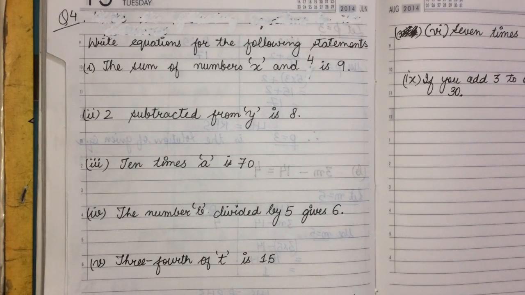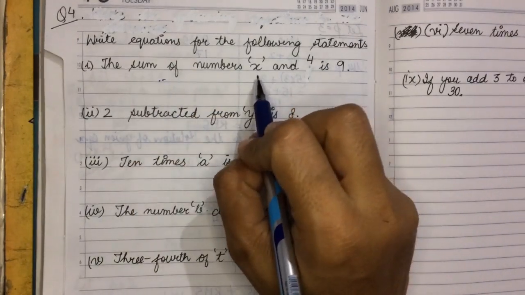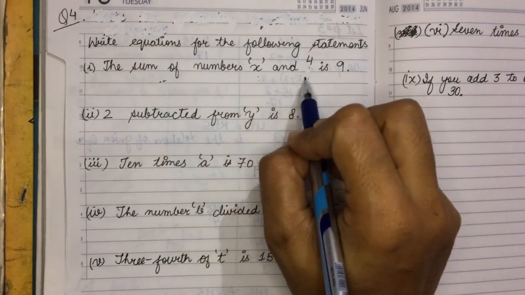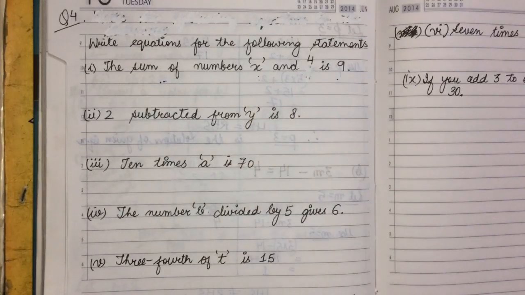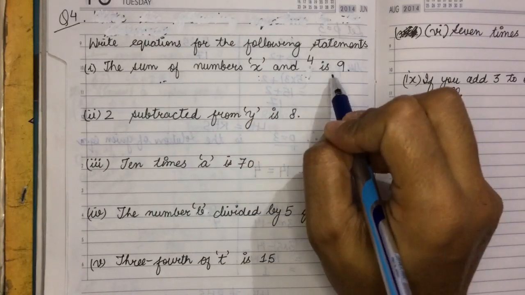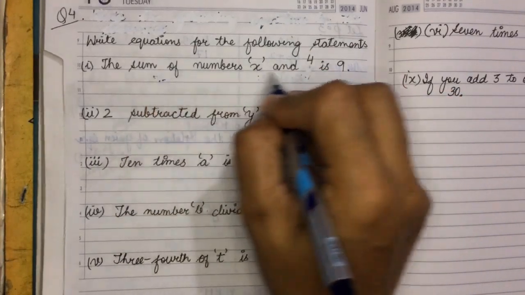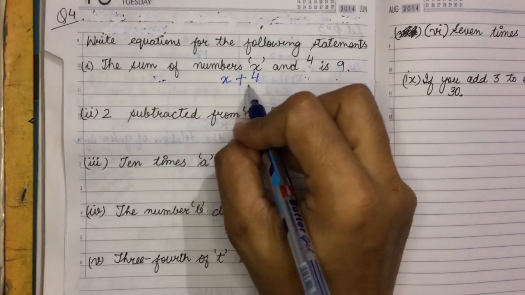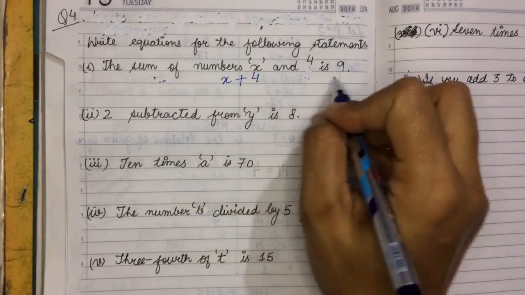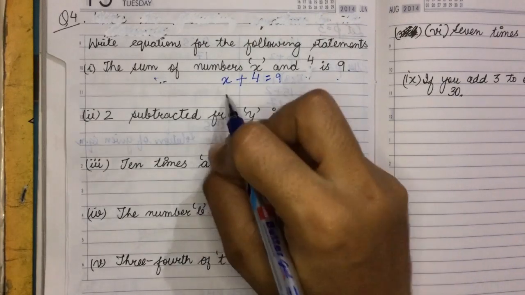First part, the sum of numbers x and 4 is 9. So if you write this, sum means addition, you have to write the addition of these two numbers. The answer is 9. So the addition of these two will be written by putting a plus sign between them, and the answer will be written after equality sign. So this is how we are going to write down sum of these two numbers. To write the sum, we have to put plus sign between these two. The answer is 9. So answer will be written by putting equality sign. This is your equation.